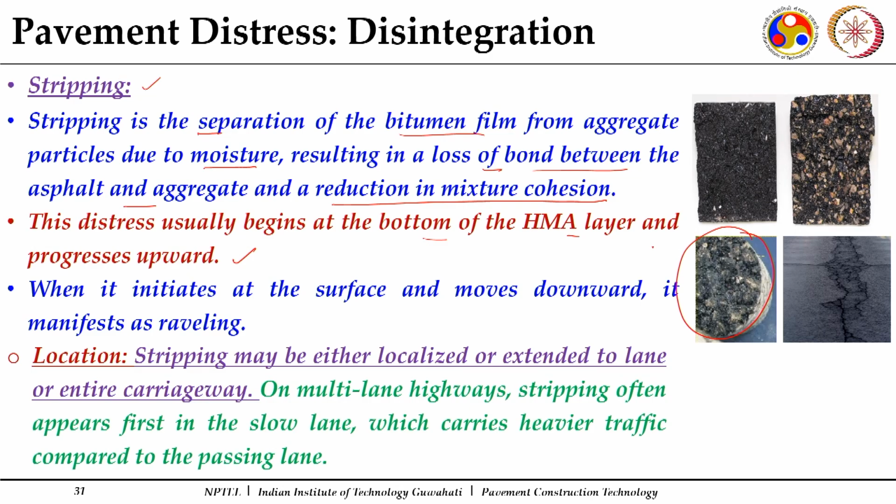If you take out any core and observe it from the bottom, you will see that the binder is getting stripped from the aggregate surface, and you can find these aggregate surfaces without any coating of the binder. As for location, it can happen in a particular lane, along the wheel paths, or for the entire carriageway. Specifically on multi-lane highways, stripping often happens in the slow moving lanes where the heavy traffic moves over it.